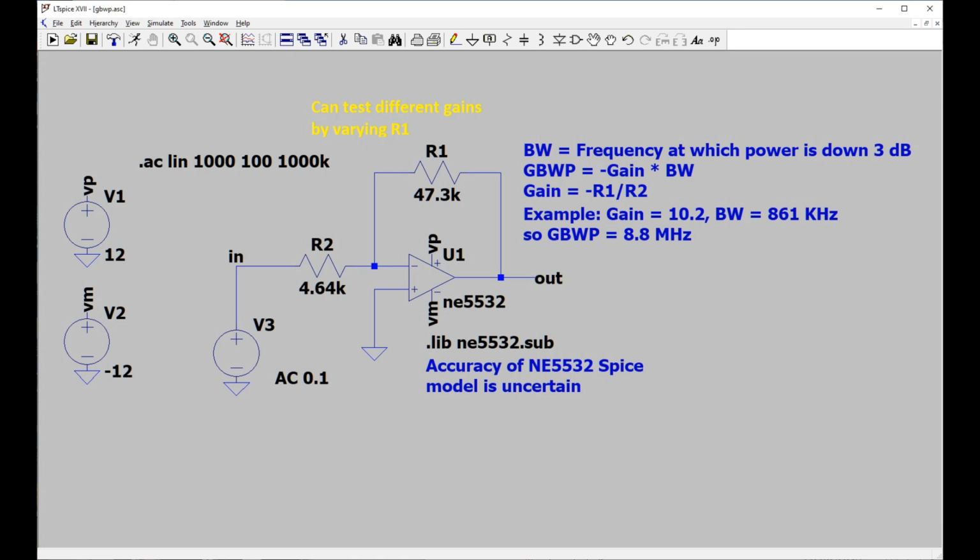But we can test with multiple values of R1 and thus multiple gains in order to determine if this is really the case for a particular op-amp. The other thing that we have to watch out for is the slew rate of the op-amp, and that's the maximum rate at which the output signal can change from coming from the op-amp. And if the test requires that that slew rate be higher than the op-amp can do, then the test will be invalid. So it's important to look at the shape of the output waveform, especially at the higher frequencies, and make sure that it still looks like a sine wave.